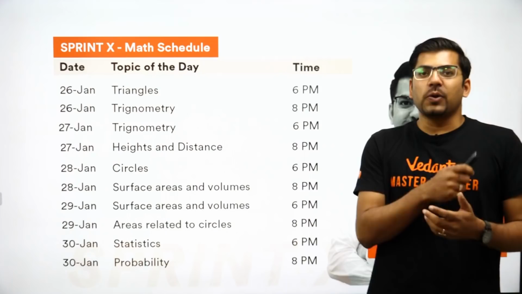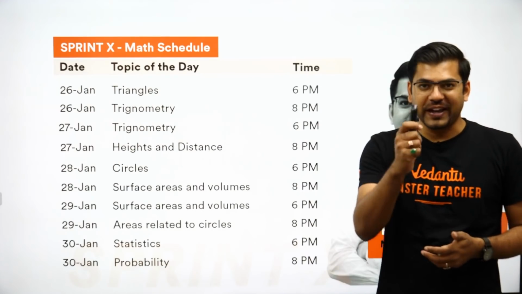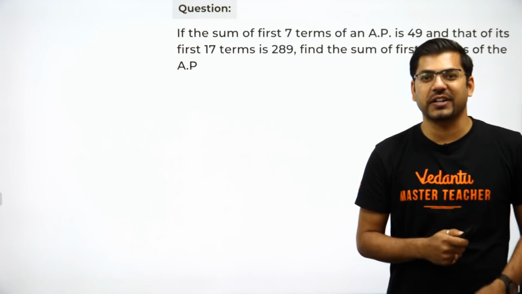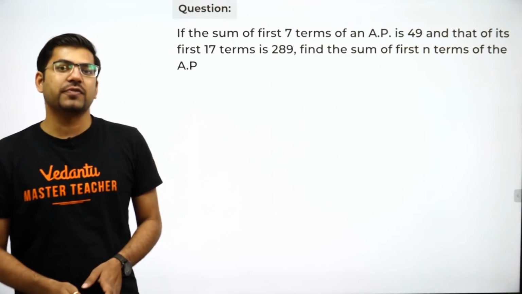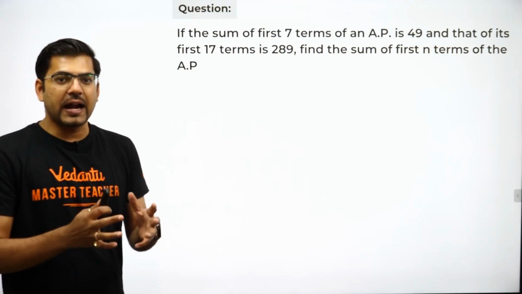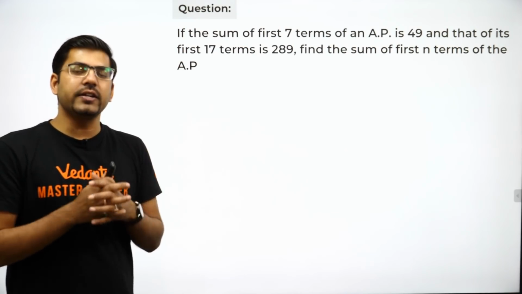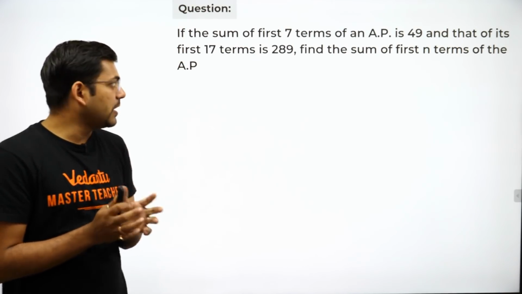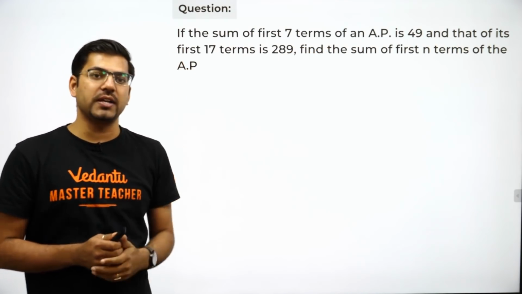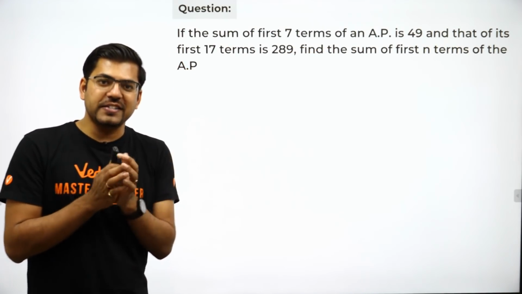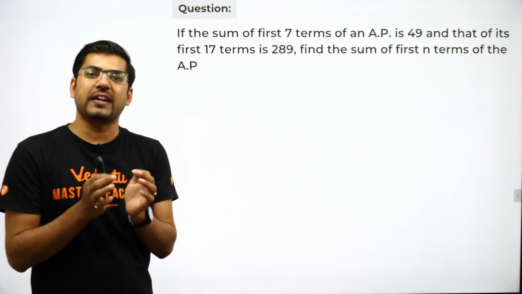Now, here goes our first question of today's session. So this is the first question, guys. If the sum of first 7 terms of an AP is 49 and that of its first 17 terms is 289, find the sum of first n terms of that AP. Means the sum of first 7 terms is 49 and the sum of first 17 terms is 289.